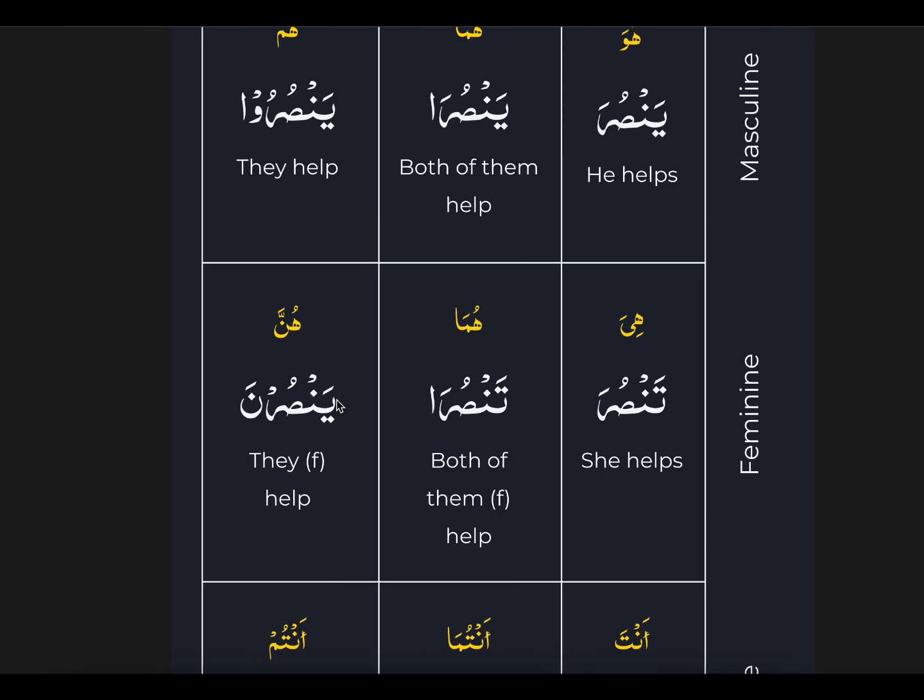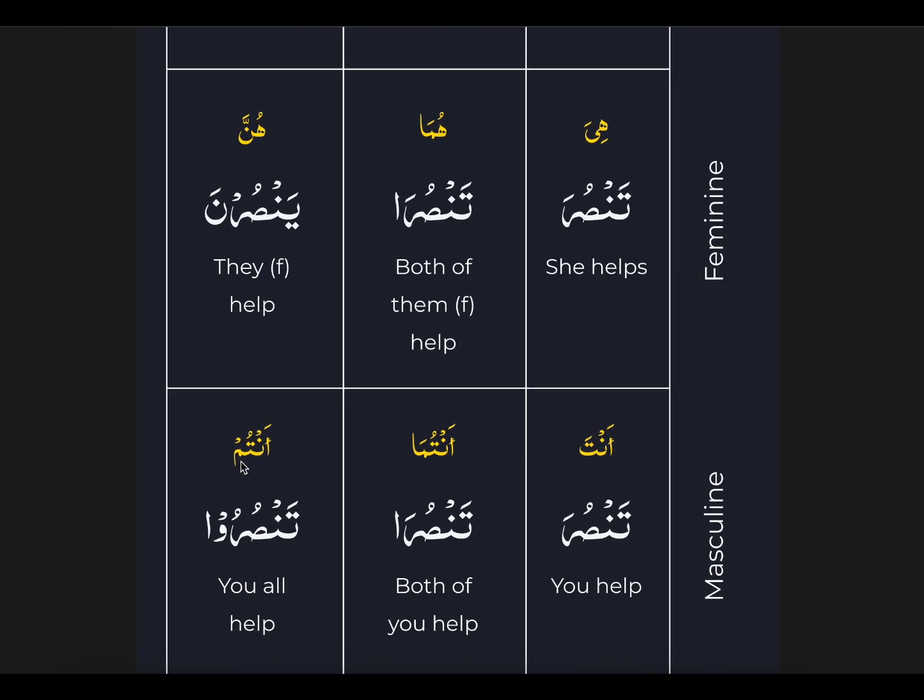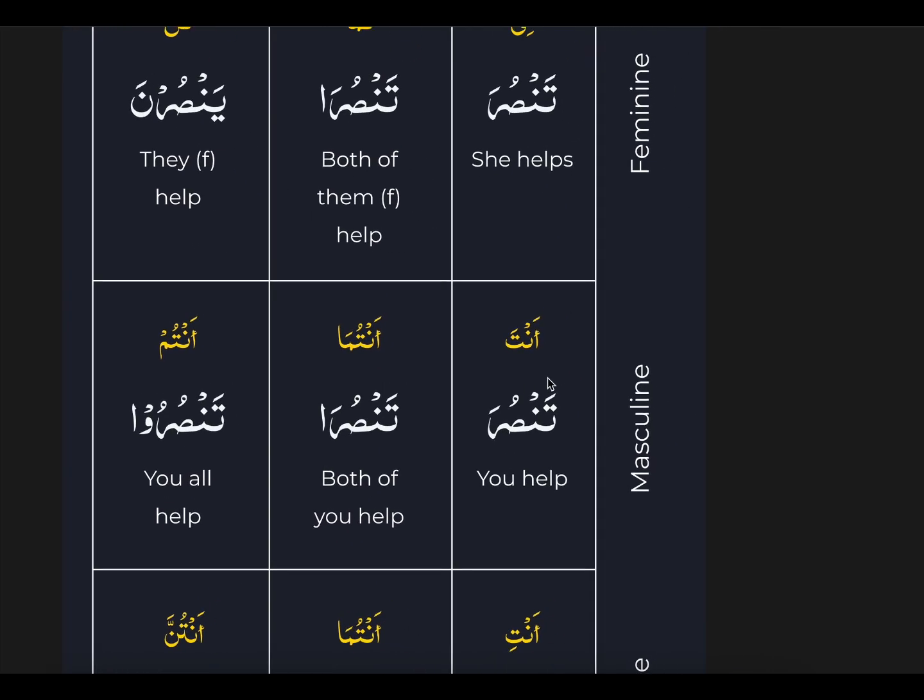Hunna yansurna. I just told you the hunna and antunna versions do not change. They don't show the light or lightest form like the other words. They don't change. So yansurna stays yansurna. The hunna version does not change. And the antunna version. Anta is tansuru. So tansuru becomes tansura.